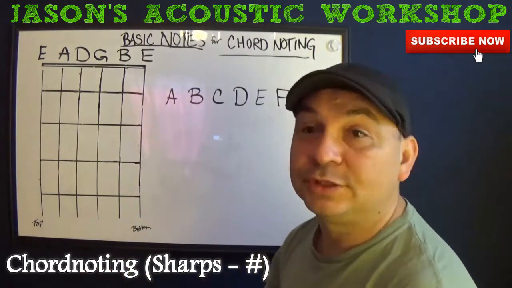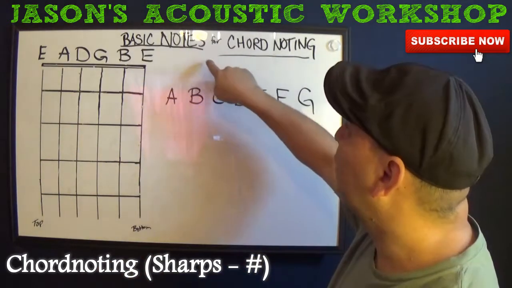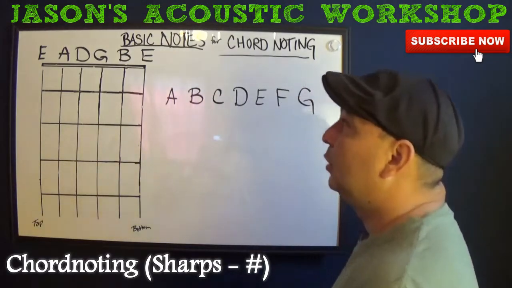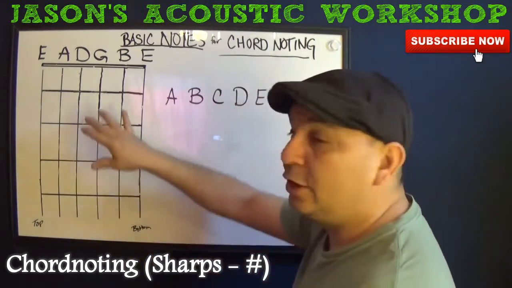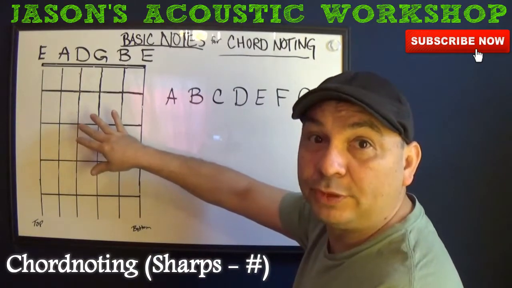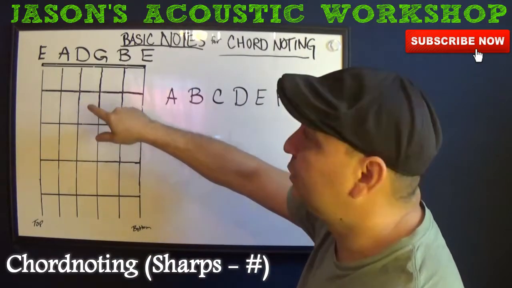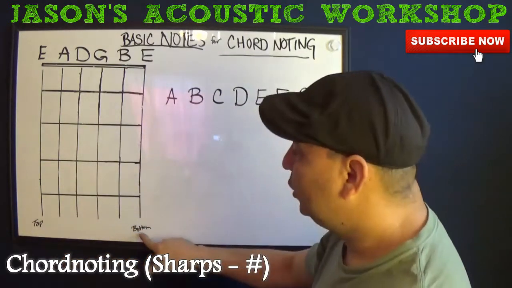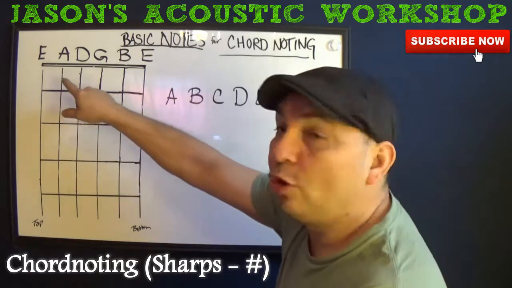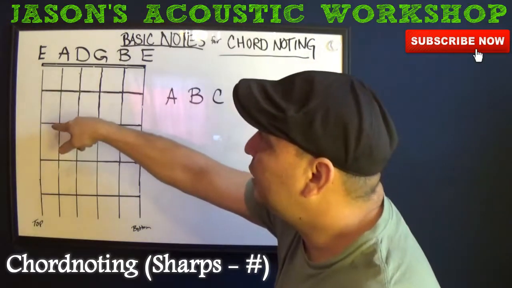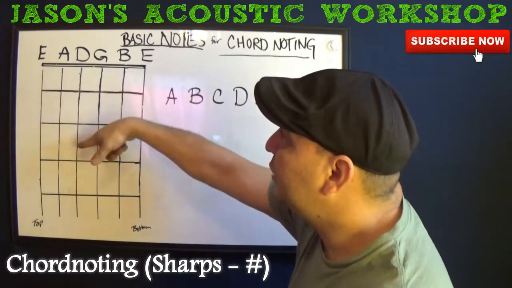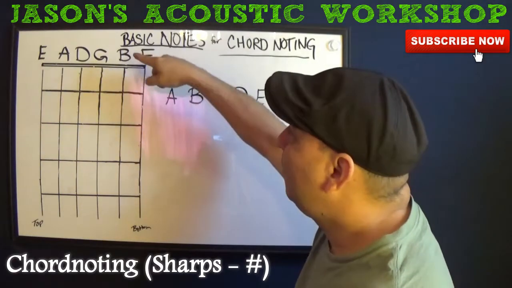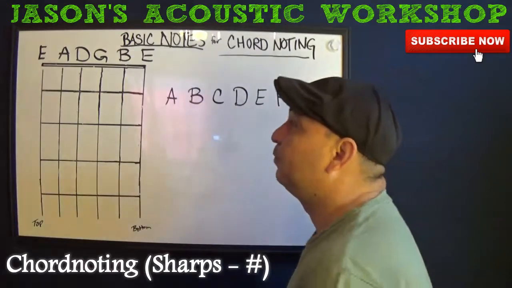Okay, so lesson 20, basic notes for chord noting. Now, here is your chord diagram. If you don't know what that means, go to the previous lessons. Chord diagram. Here's your top string, your bottom string. These are your open strings. E string, A string, D string, G string, B string, and then E string.